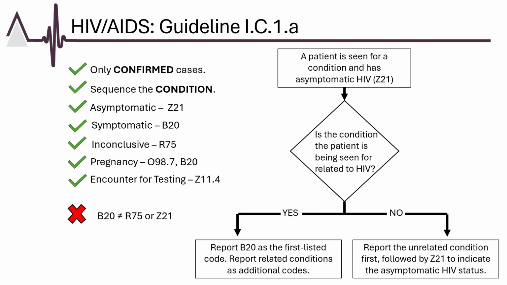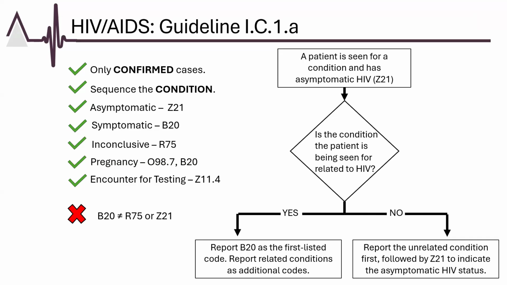If the lab testing comes back with inconclusive HIV serology, but no definitive diagnosis or manifestation of the illness, then we'll report code R75 for inconclusive serology. With respect to a pregnancy, those codes, of course, would take priority, and it would come from O98.7 and would be assigned as the primary, followed by the HIV-related code of B20.